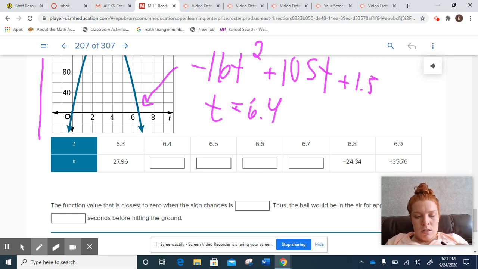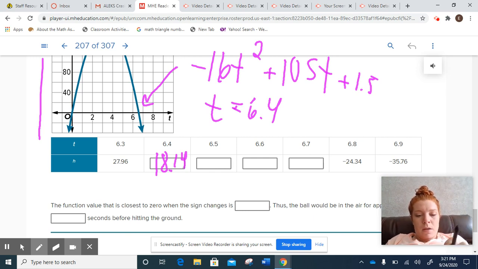Negative 16 and then 6.4 squared, plus 105 times 6.4, plus 1.5. Okay, I got, hopefully this is right, 18.14. So that's still a ways away from 0. So 6.4 is probably not our answer.